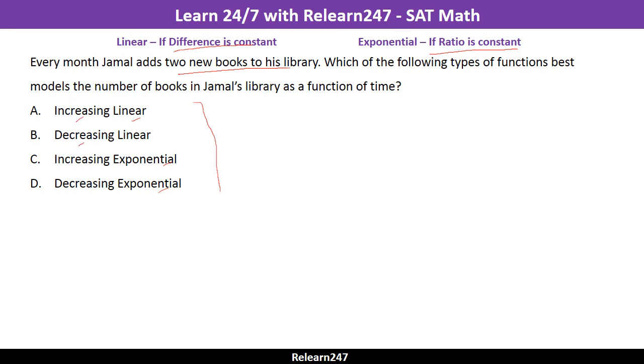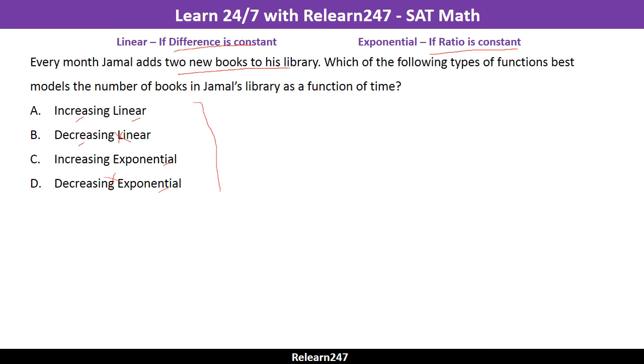So how do we decide whether it is increasing or decreasing? It's pretty simple, right? Because if he's adding two new books every month, then it's always increasing. The number of books is always increasing, and so the function is always increasing. So option B is wrong and option D is wrong. So we just need to identify whether it is a linear function or an exponential function.